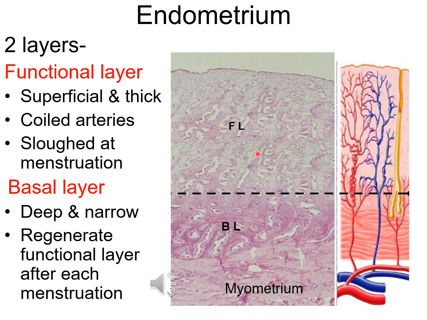Endometrium has two layers. The superficial thicker one is called the functional layer, and this layer alone gets sloughed at menstruation. The lower deep and narrow layer is called the basal layer, and after sloughing of the upper part of the endometrium during menstruation, this lower basal layer will regenerate the functional layer again after each menstruation.